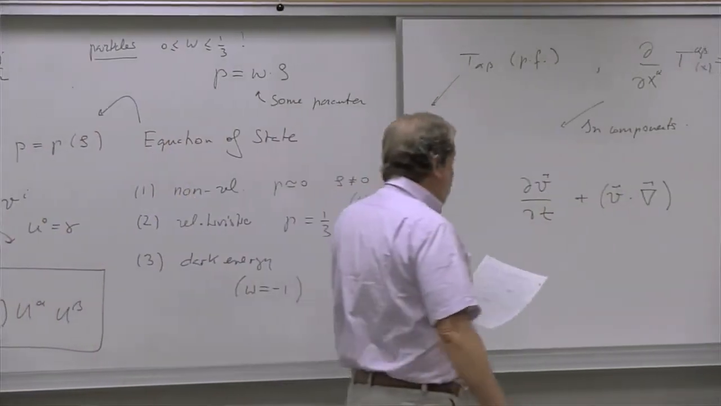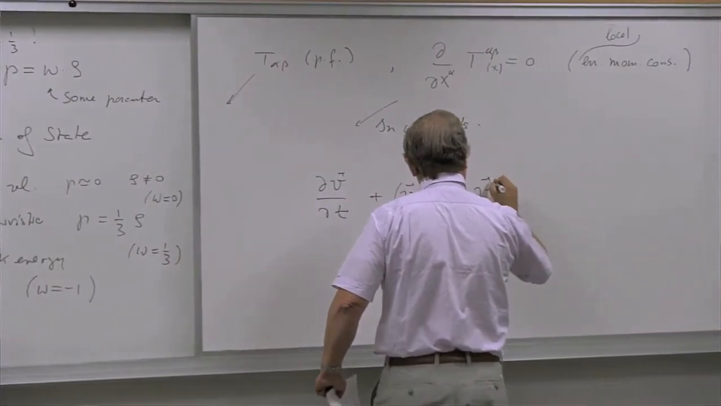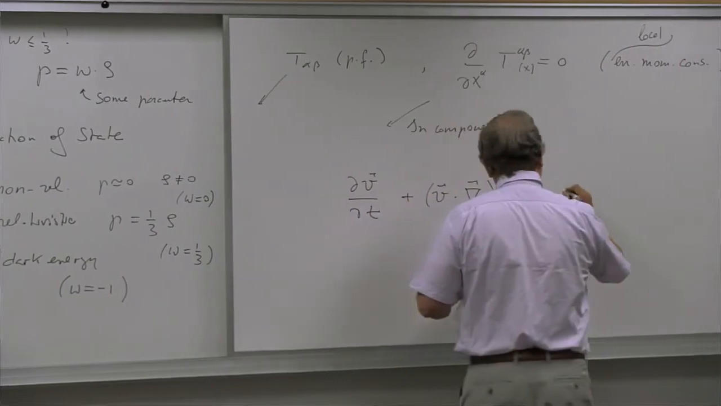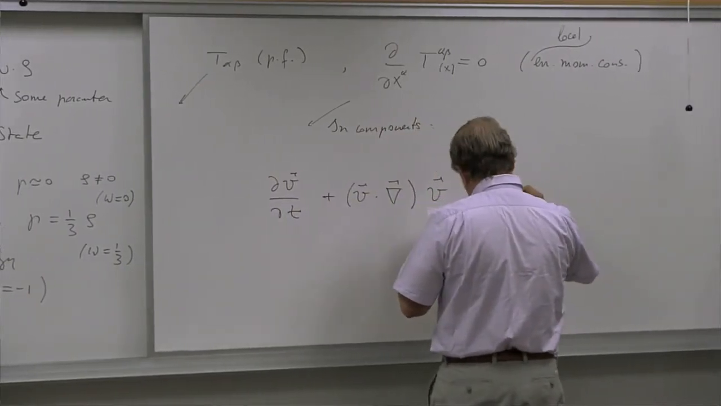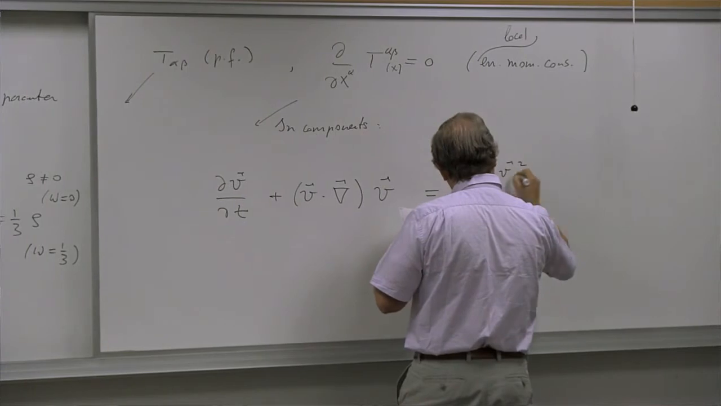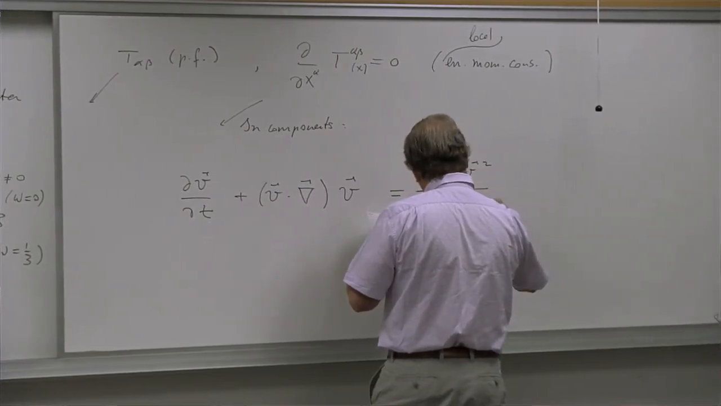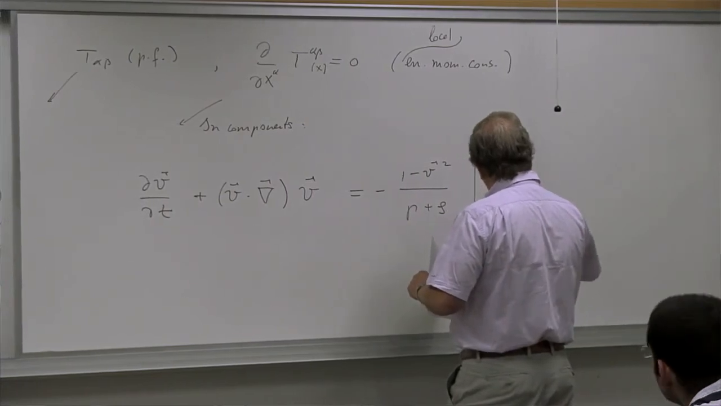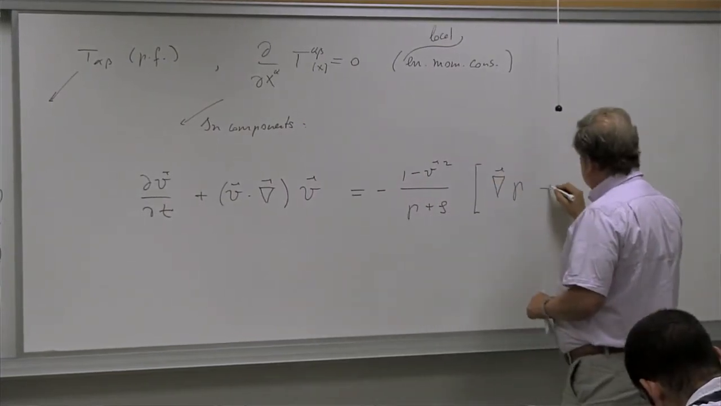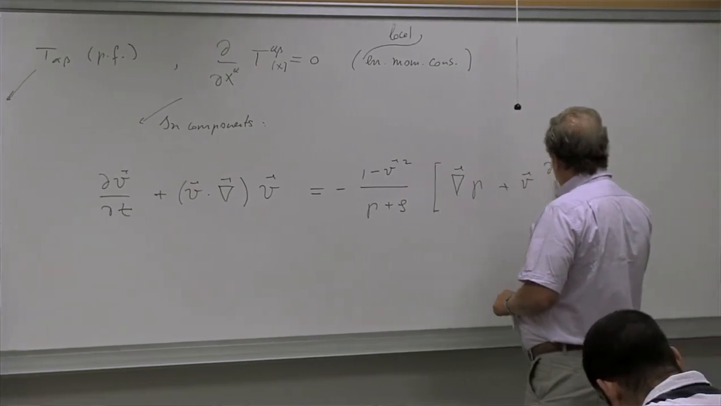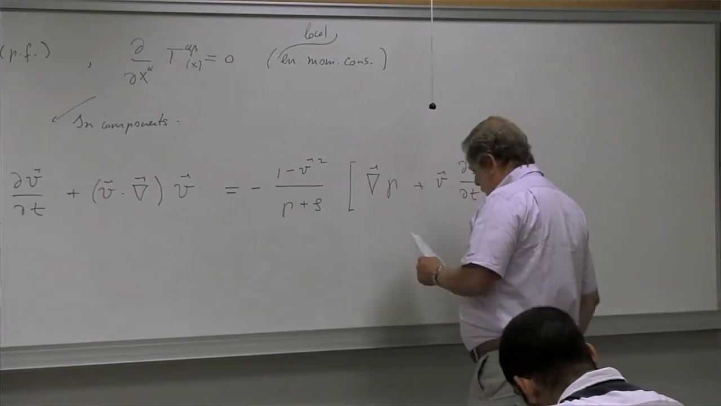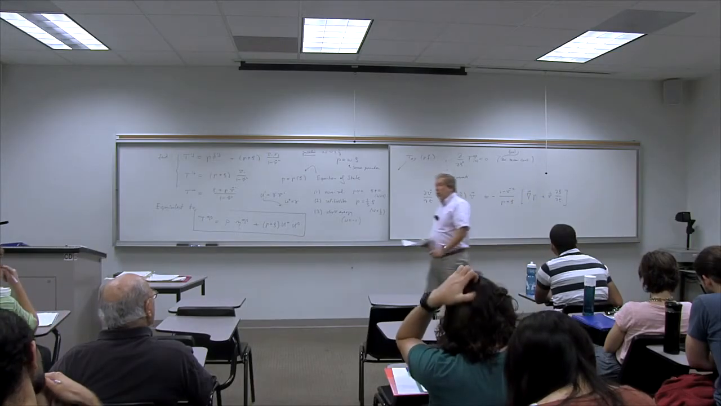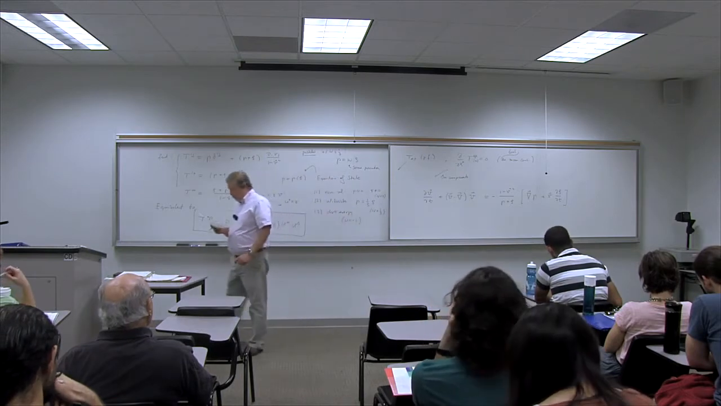So this times that times, again, the velocity is equal to, and another term that we get is minus 1 minus v squared divided by p plus rho times the gradient of the pressure plus v times the derivative of the density with respect to time. So that is the equation that we get in components.